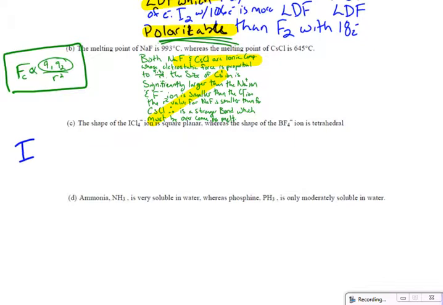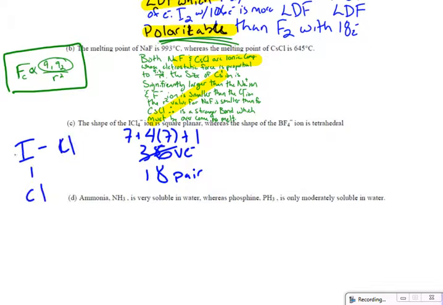So let's see, I count up some valence electrons. I have 7 from iodine, 4 times 7 from chlorine, and then the negative means that there's 1 extra electron. So this is 5 times 7, that's 35, plus 1 is 36 valence electrons. That means that I have 18 pairs to play with. So put my chlorines around it in no particular order, left, right, upside down, don't care. It uses up 4, I'm down to 14.